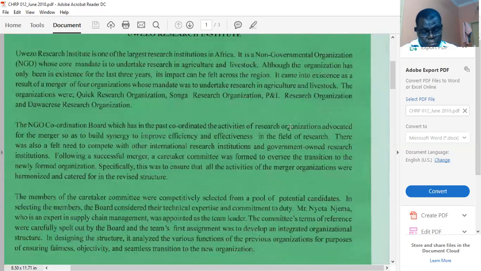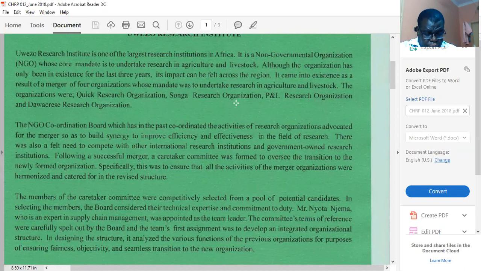Following a successful merger, a caretaker committee was formed to oversee the transition to the newly formed organization. Specifically, this was to ensure that all the activities of the merged organizations were harmonized and catered for in the revised structure. The members of the caretaker committee were competitively selected from a pool of potential candidates. In selecting the members, the board considered their technical expertise and commitment to duty. Mr. Nyota Njema, who is an expert in supply chain management, was appointed as a team leader.